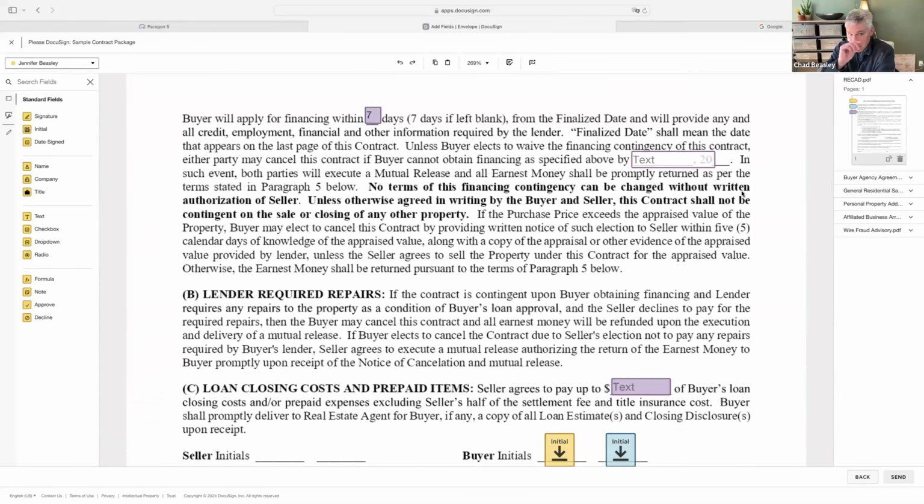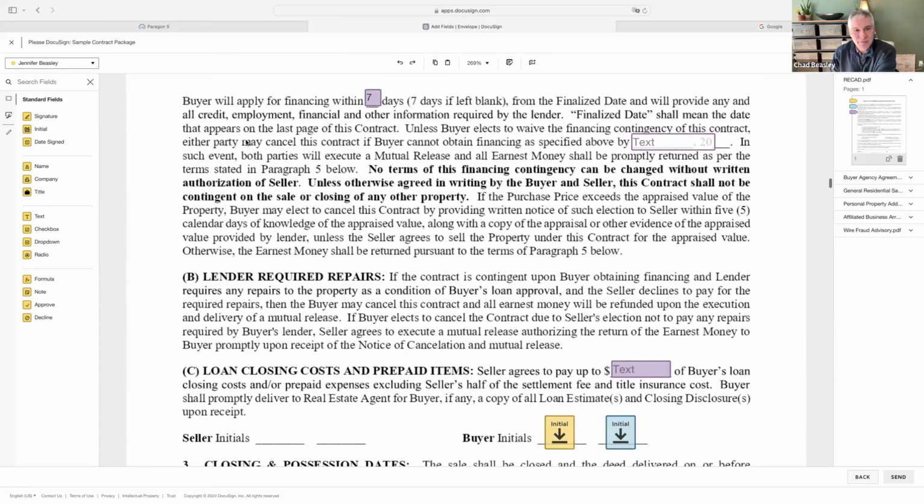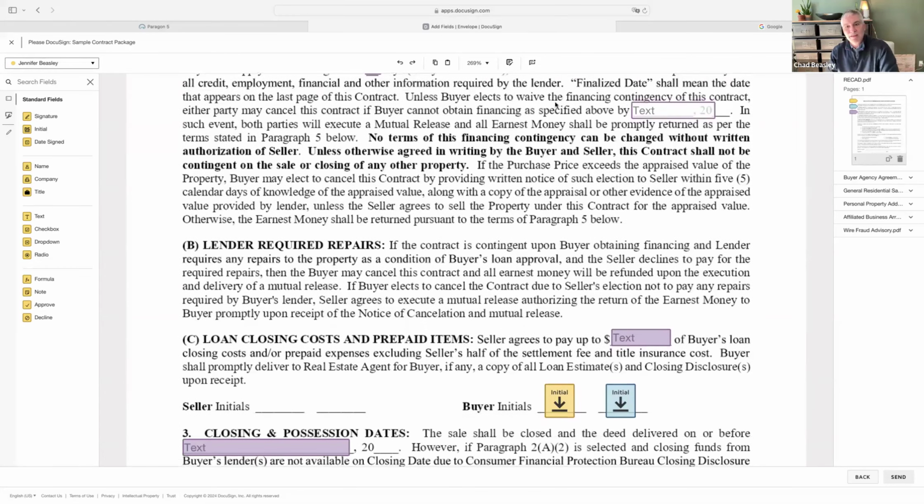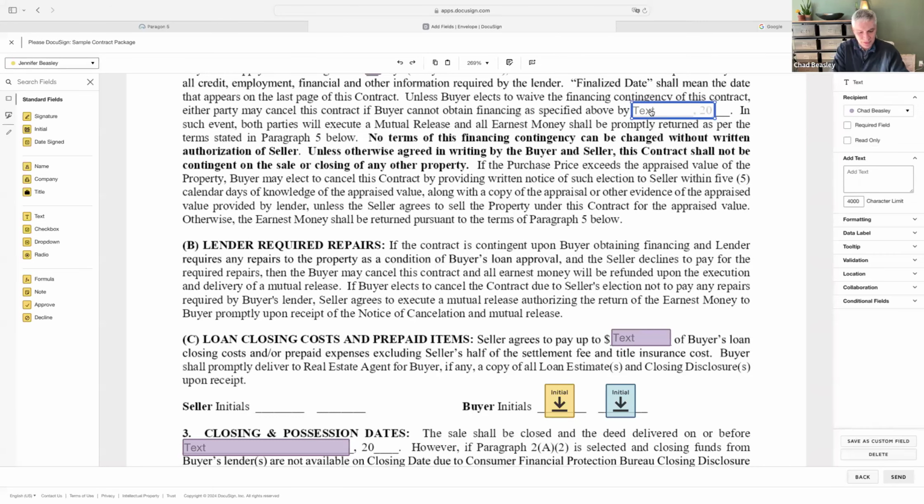Next just talks about buyer will apply for financing within X number of days from finalized date and will provide any and all credit, employment, financial, and other information required by the lender. Finalized date will mean the date that appears on the last page of the contract. Unless the buyer elects to waive the financing contingency of this contract, either party may cancel this contract if the buyer cannot obtain financing as specified above by X date. Let's just say you put in there 2/29.